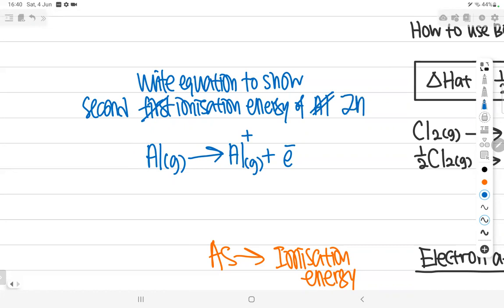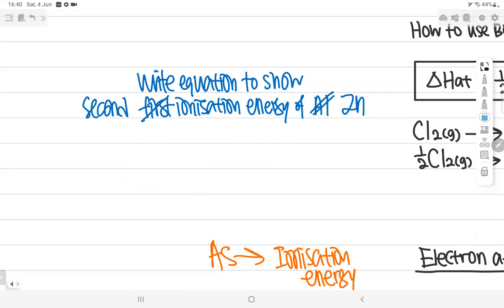So what should I do? When you want to go for second ionization energy, you're starting with the zinc. But now the zinc is still in gas form, because for ionization energy we always remove the electron from gas. No liquid, no solid, must be gas. So what do you want to do?